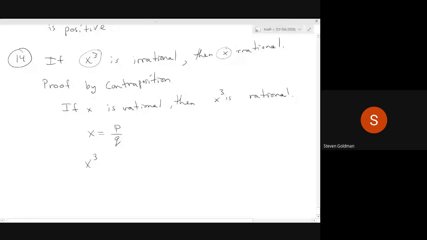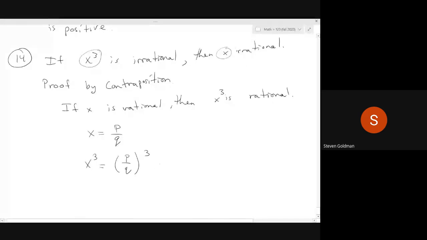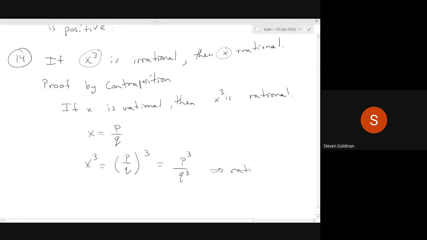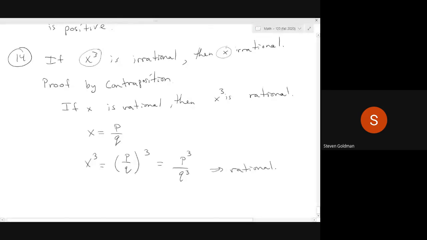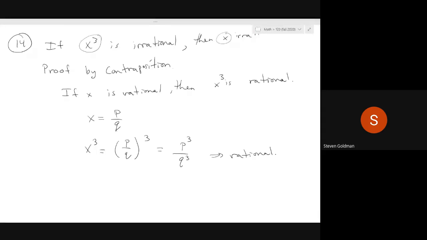If I cube this now, p over q cubed will be p cubed over q cubed. P cubed and q cubed are both integers, and the denominator is not 0 because q is not 0. So by definition, x cubed is rational. So the proof is done. We showed when x is rational, x cubed is rational. So if x cubed is irrational, x will be irrational as well. Okay. Questions on 14.